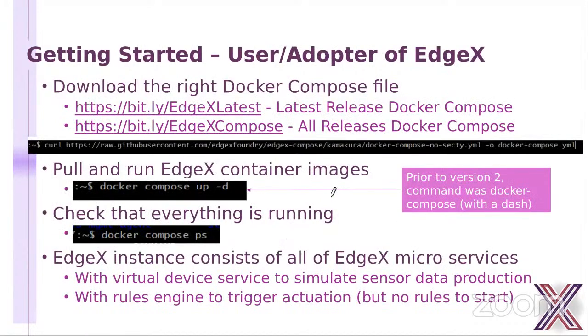So getting started as an adopter, as a user of EdgeX, as I mentioned, the first job is you've got to pull and then start up or run EdgeX. The first thing you need to be able to pull EdgeX in all of its Docker containers for all those microservices is what's known as a Docker Compose file.